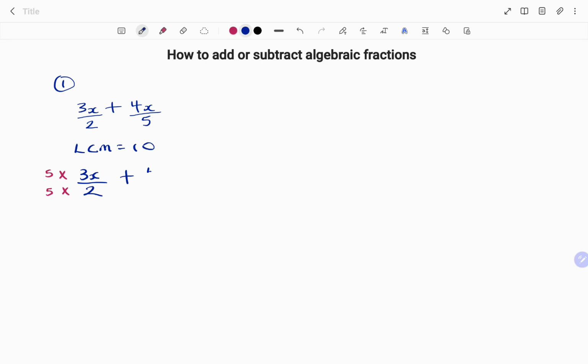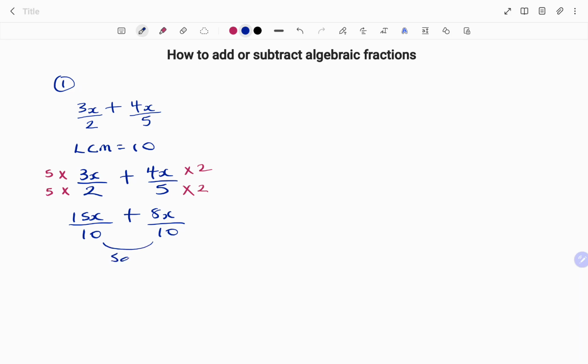At the second fraction, you have 4x over 5. To make the denominator 10, you need to multiply 5 by 2. And if you multiply 5 by 2, you need to multiply 4x by 2. Now we are going to have 5 times 3x, that will give us 15x, over 5 times 2, that's 10, plus 4x times 2, 8x, over 5 times 2, 10.